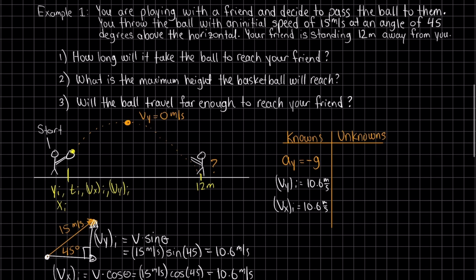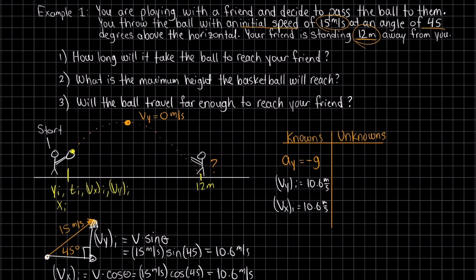Let's identify any other key information in the word problem. I know the initial speed, which I've already accounted for. I know the angle. I've already taken that into account. And we know that this friend's standing 12 meters away. It's not necessarily a known quantity because we're going to figure out how far this ball travels and we're going to compare it to 12 meters. If it's less than 12 meters, the ball was not thrown fast enough. If the ball lands a distance greater than 12 meters, then we know it was thrown too hard. Or if it was thrown exactly 12 meters, then the ball perfectly reaches our friend.